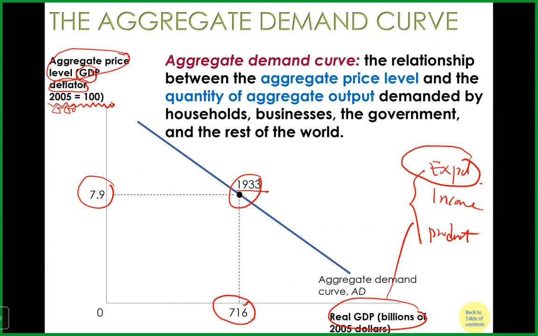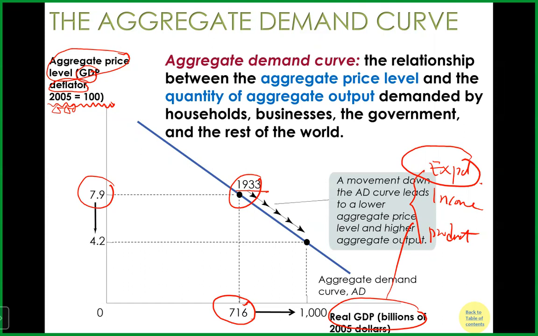By the way, this is what we call the law of demand. If the price level goes down, the aggregate demand will increase, right? And that's called movement along the curve. The cause of this movement along the curve is the aggregate price level, right? In other words, when the price level is going up, we are going to move to the upper left. Does that make sense? Okay.